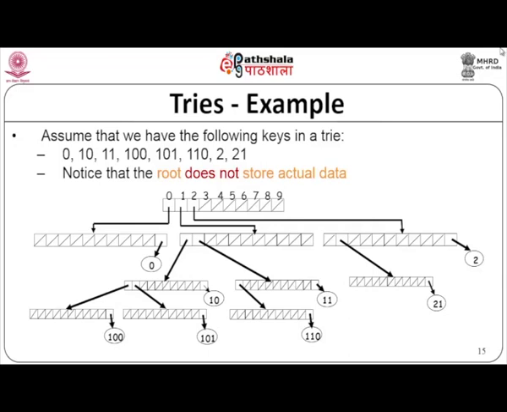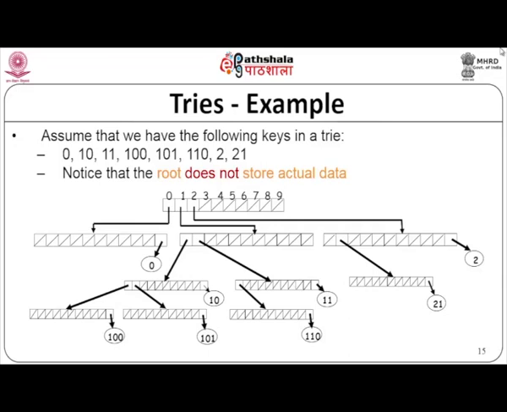Now, from 0 you have a node and then directly a pointer to 0. Now, if you take 10, from 1 you have a pointer to a node, and from that node you have a pointer to either 0 or 1. If it goes to 0, then it is 10, if it goes to 1, it is 11. And the same node is used to again point to give you 110 or 10. In 10 you have two cases, 100 or 101. So, that is shown there, and in 2 you have either just 2 or 21. So, this is a typical example, and notice that the root does not store the actual data, it is the other nodes that store the actual data.